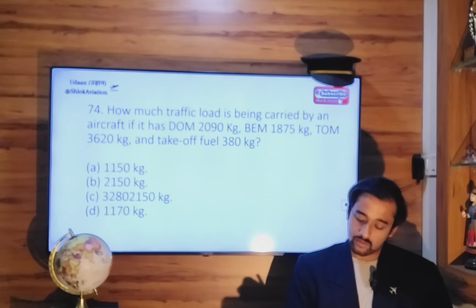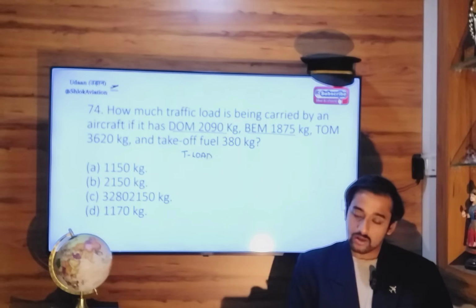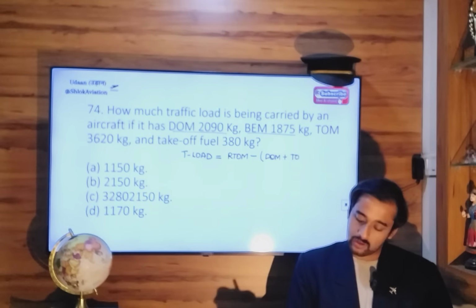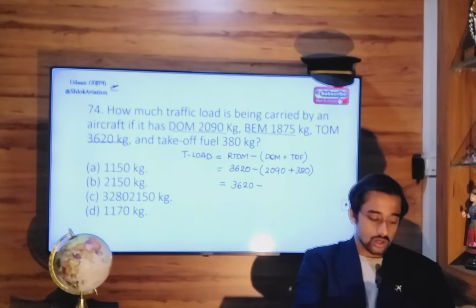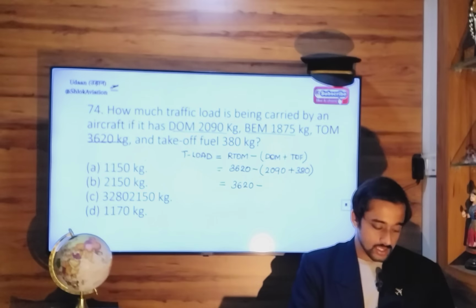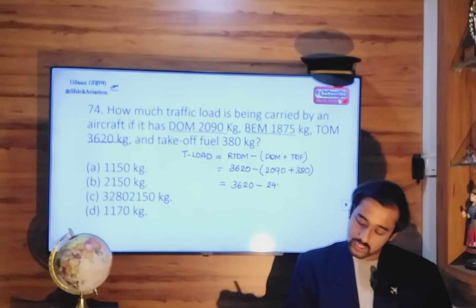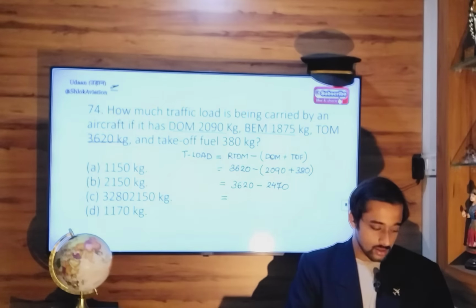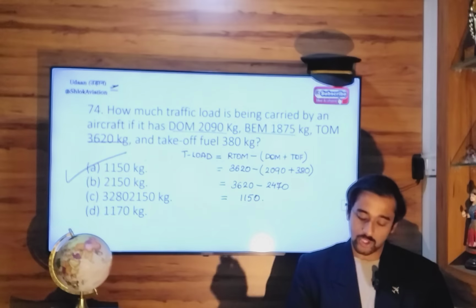Next, question 74. How much traffic load is being carried by aircraft if it has DOM, DEM, TOM and takeoff fuel given? So again, traffic load is equal to what? Your regulated takeoff mass minus DOM plus takeoff fuel. So regulated takeoff mass in this case is 3620, DOM is 2090 and takeoff fuel is 380. 3620 minus 2090 plus 380 is equal to 2470, minus... is equal to 1150. So option A will be the correct option.